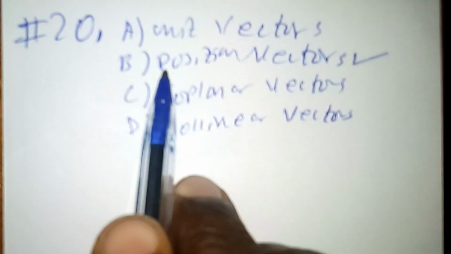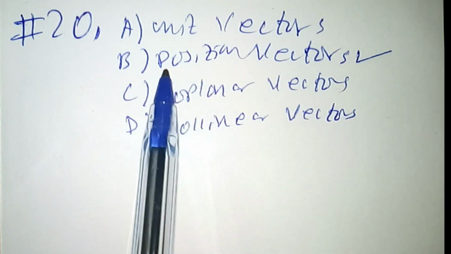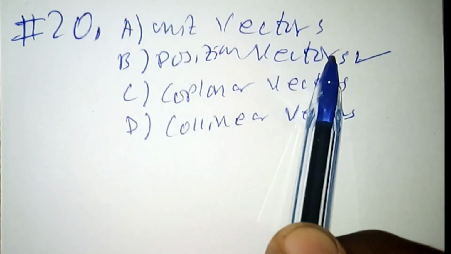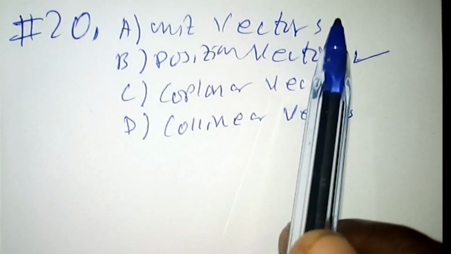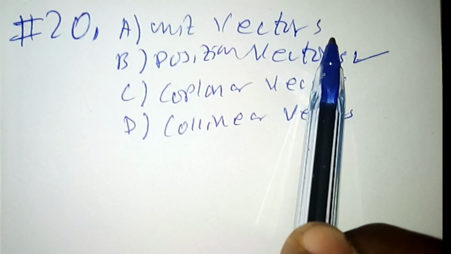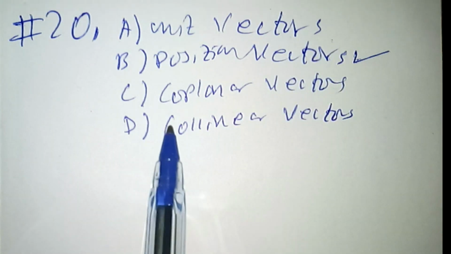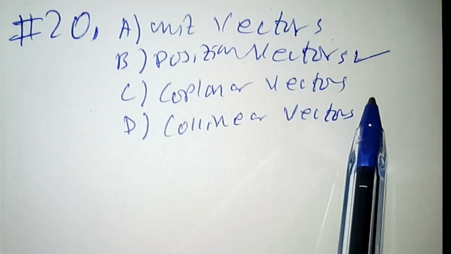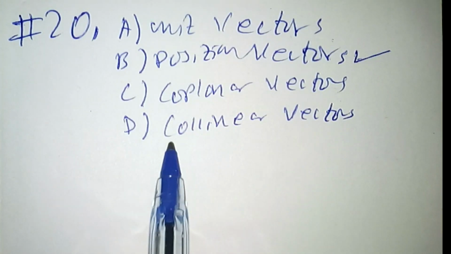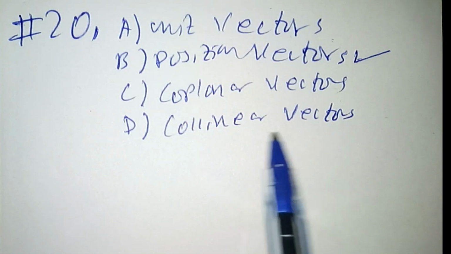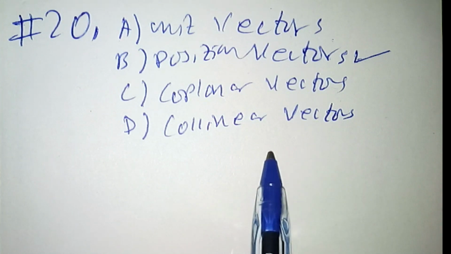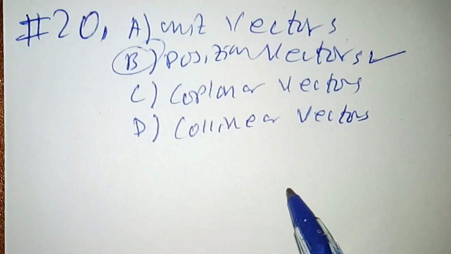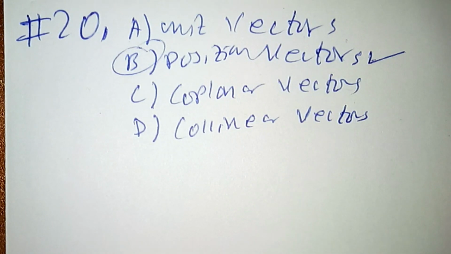A position vector is always the vector which represents the position of an object with respect to another object or another point. But a unit vector is a vector with a magnitude of 1 unit, coplanar vectors are vectors lying on the same two-dimensional plane, and collinear vectors are vectors lying on the same one-dimensional line. So the answer among the given alternatives is B, the position vector.